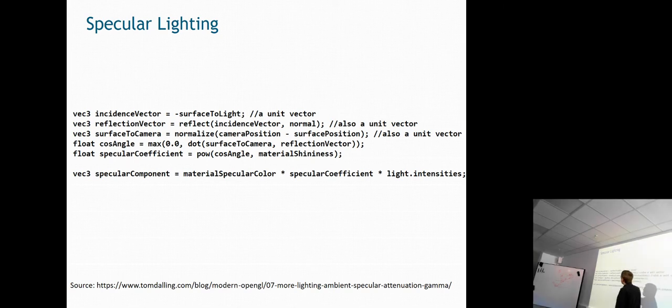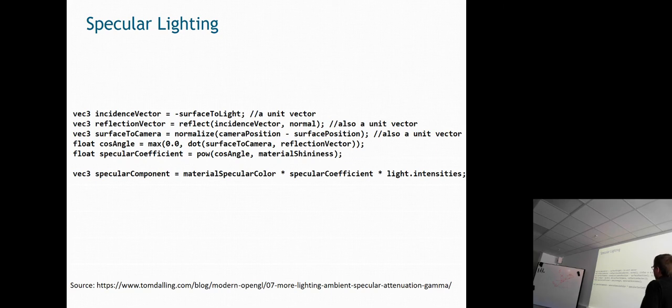To model the incidence vector, we have the surface to light. We do reflection. This function is built into GLSL, the GL shader language, so we can directly use it. It uses the normal of the surface as input. And as a third element, we calculate the direction towards the camera.